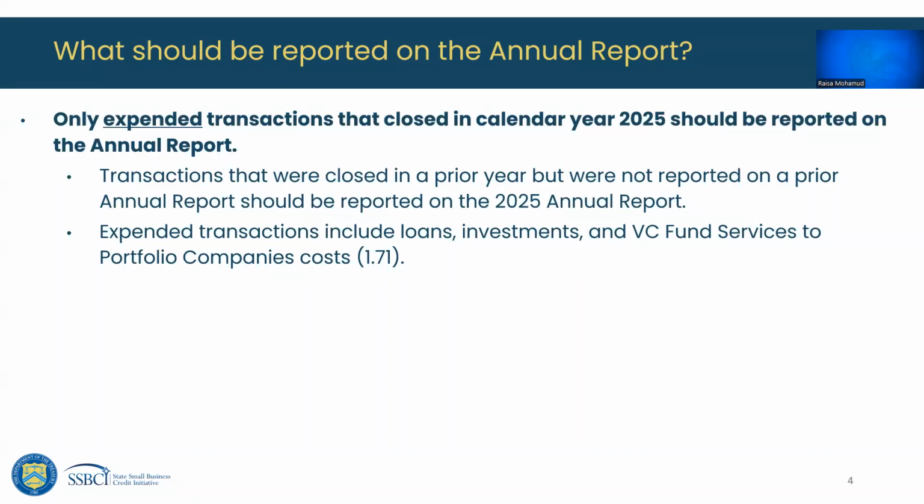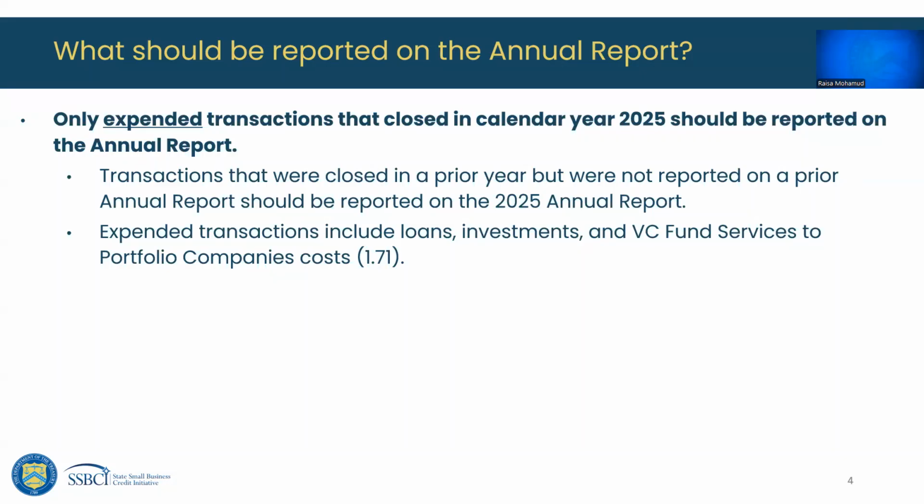All right. Okay, what should be reported on the annual? Something that differentiates the annual report from the quarterly is that the annual focuses on only expended loans or investments, or expended 171, whereas for quarterly, you're reporting EOT. If a jurisdiction has expended transactions in calendar year 2025, then you must submit an annual report.